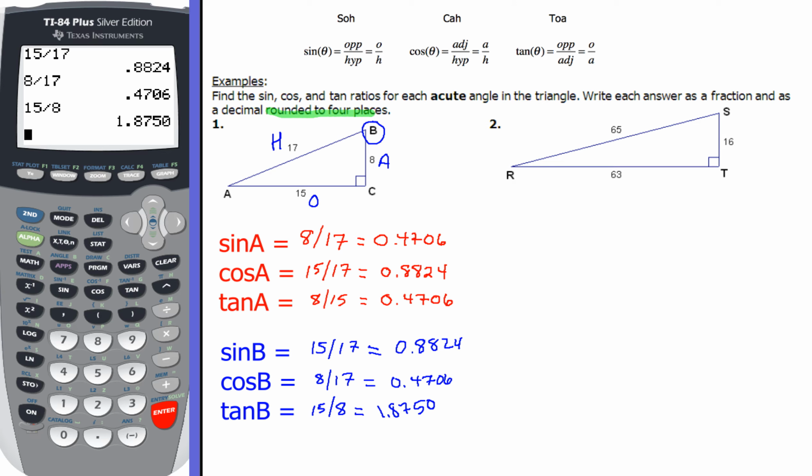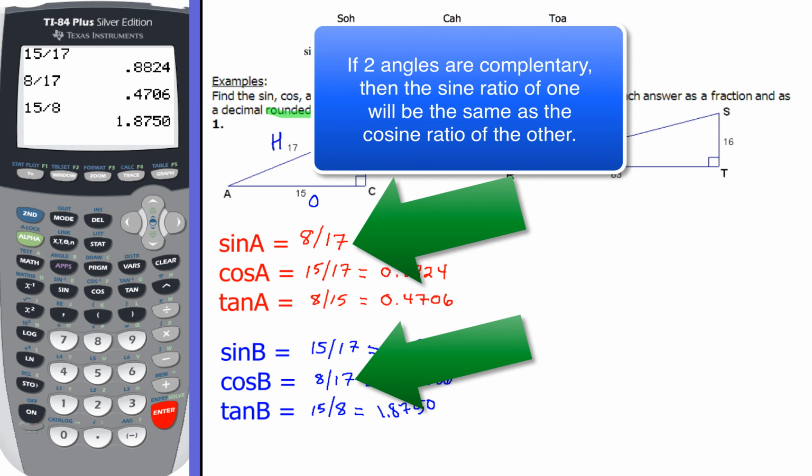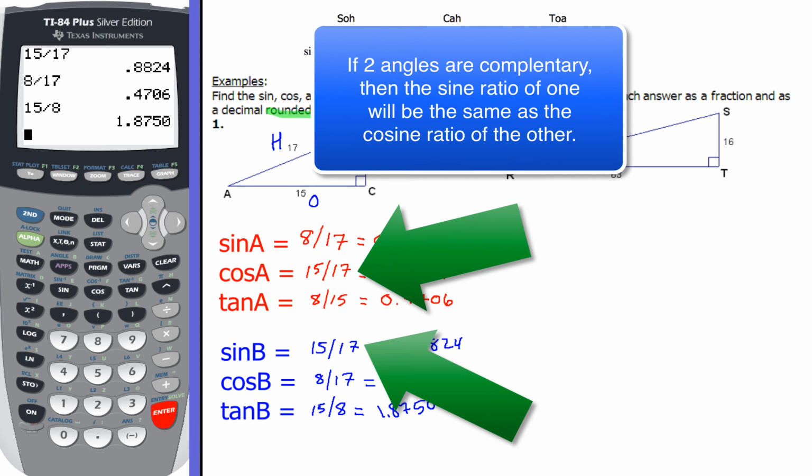So did you do okay typing those in? Now here's something that I want to make sure that you pay attention to. Check this out. Notice the fractions for sine of A and cosine of B. They're the exact same thing. What about the cosine of A and the sine of B? Those fractions are also identical.